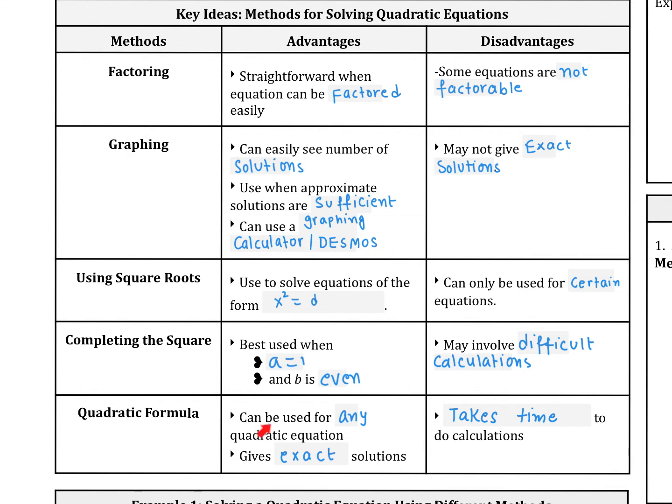The quadratic formula can be used for any quadratic equation. So the advantage of this formula is that it can be used for any type of equation. It gives exact solutions as well. But the disadvantage for this one is that it takes a little bit of time. It takes time to do the calculation for this method.